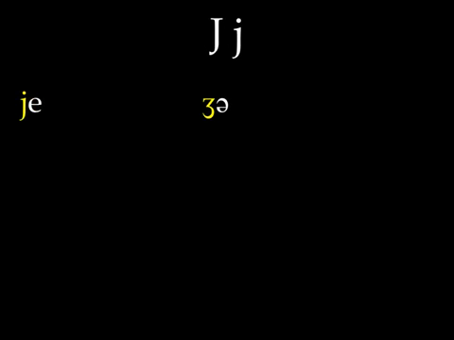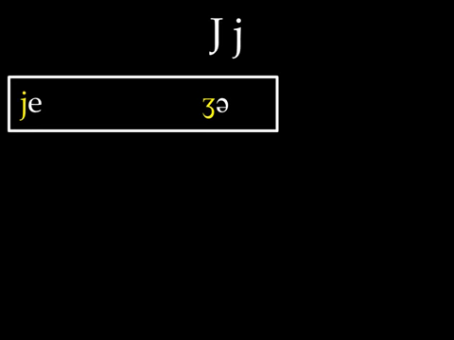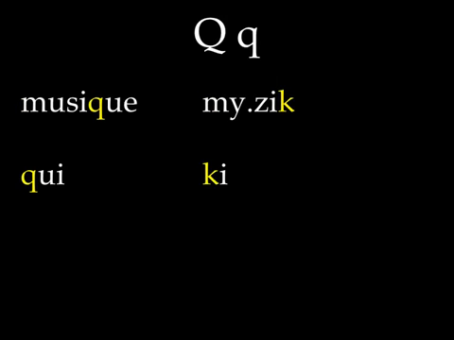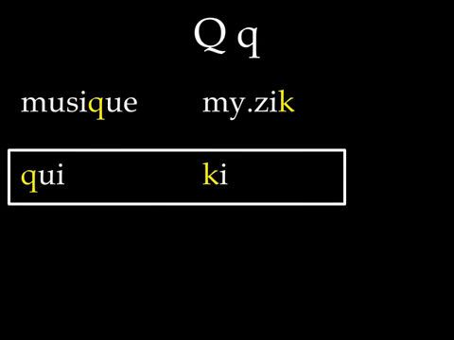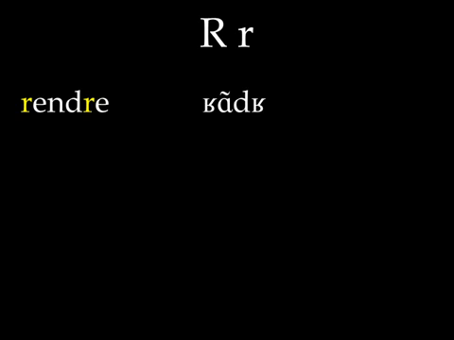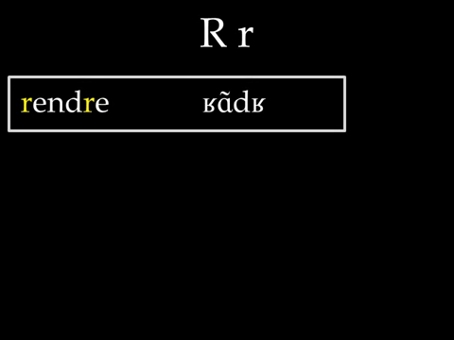J, remember it's different from G. It's pronounced zh, like in je. Q is always followed by a U, like in English, and it only ever makes a k sound, like in musique and qui. If you walk around saying qui, you're speaking Italian. R, this is the infamous French R, which is pronounced like in rendre.